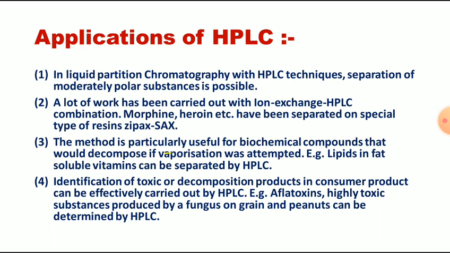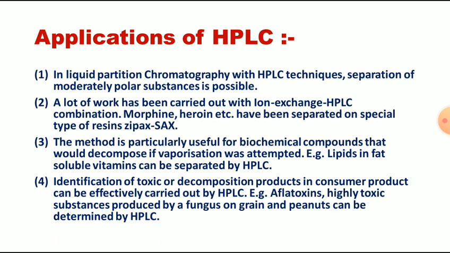The method is particularly useful for biochemical compounds that would decompose if vaporization was attempted. Example: lipids and fat soluble vitamins can be separated by HPLC. Identification of toxic or decomposition products in consumer products can be effectively carried out by HPLC. Example of that, aflatoxin, a highly toxic substance produced by fungus on grain and peanuts, can be determined by HPLC. This is the fourth application.